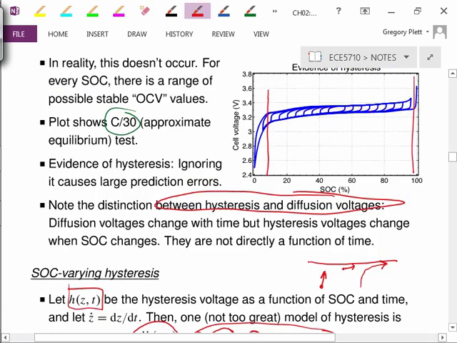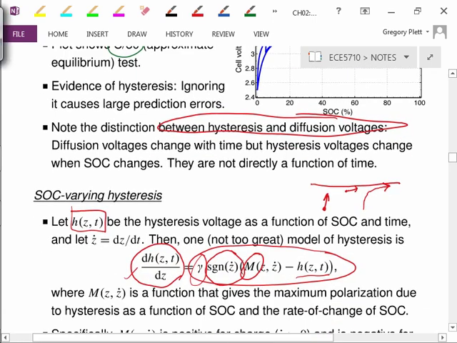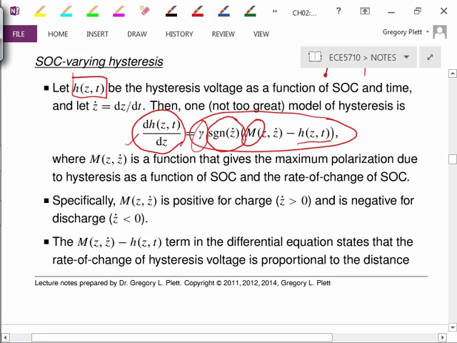And if we look at what's happening in this picture, we see that that's at least sort of true: when I change the direction of current, it very quickly moves toward the other boundary of the loop, and then as I get closer, it slows down and more slowly approaches it. So it's not quite exponential, but maybe exponential isn't too bad a guess for what that shape looks like. We choose this M, this maximum hysteresis value, to be positive when we're charging, so z dot is bigger than 0, and negative when we're discharging.